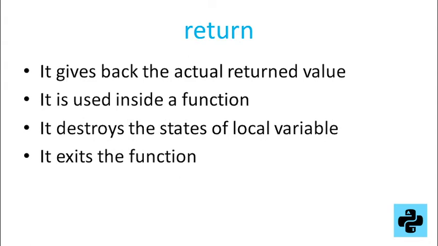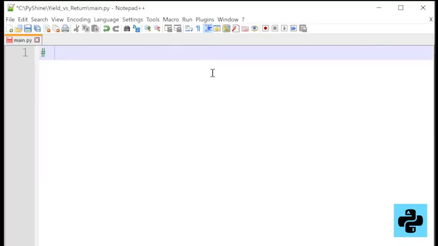Return statement gives back the actual value. Whenever a return is called, the function exits, and the states of the local variables are destroyed. Let's do some coding to know more about yield and return.